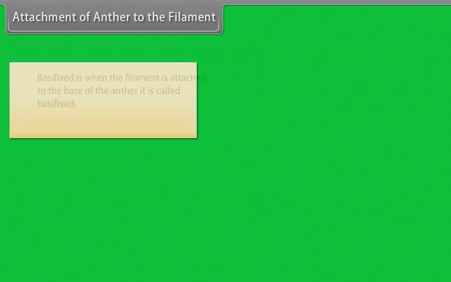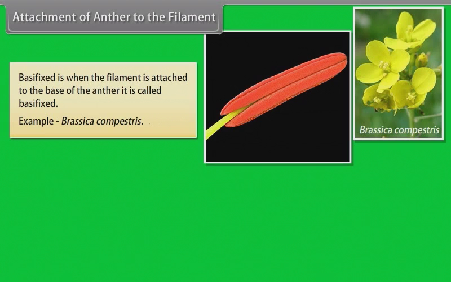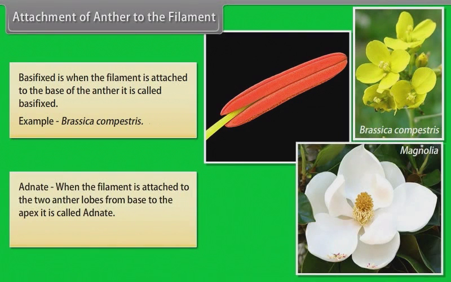Attachment of anther to the filament. Basifixed is when the filament is attached to the base of the anther. Example, Brassica campestris. Adnate is when the filament is attached to the 2 anther lobes from base to apex. Example, magnolia.